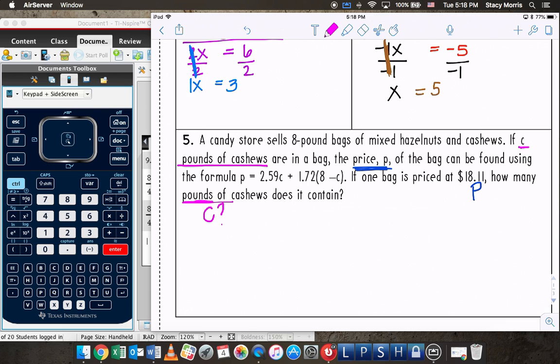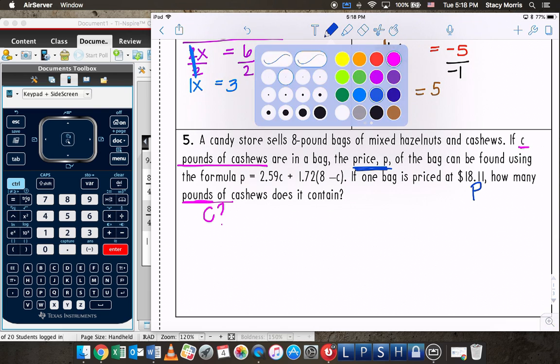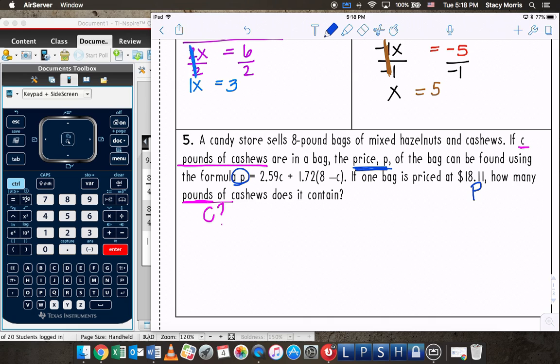So really important that you recognize they gave us P. Right here in this formula where P is, we're going to replace it with $18.11. So I'm going to just rewrite this equation with $18.11 plugged in for P. So I'm going to have $18.11 equals, again, because I just replaced P right there with $18.11, equals 2.59C plus 1.72 times 8 minus C.